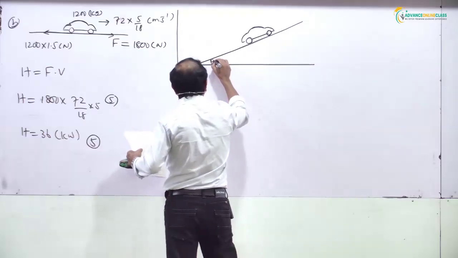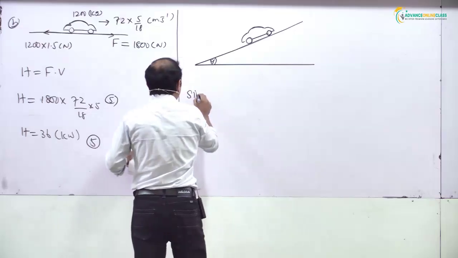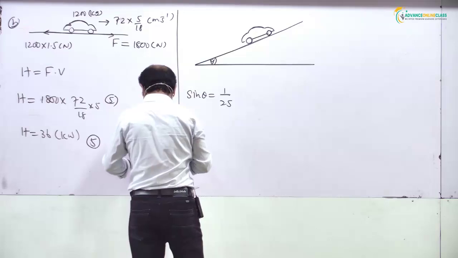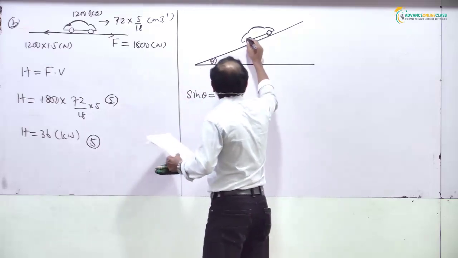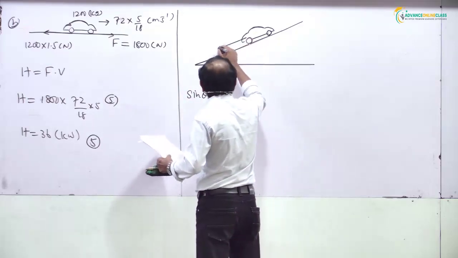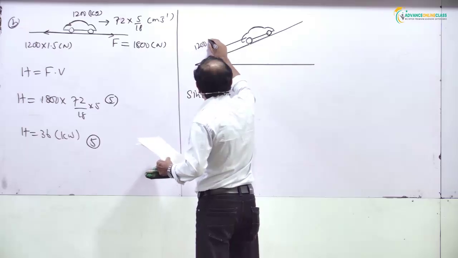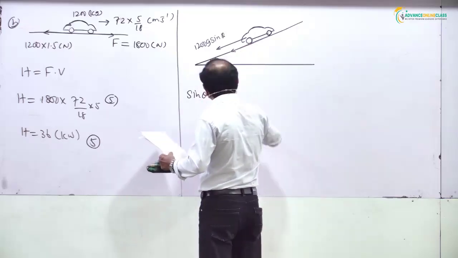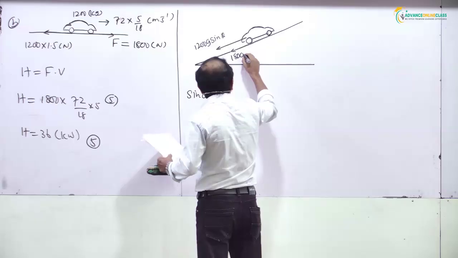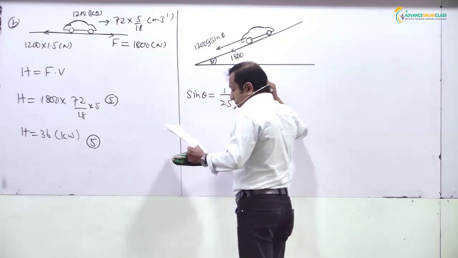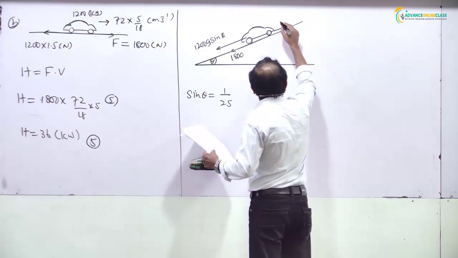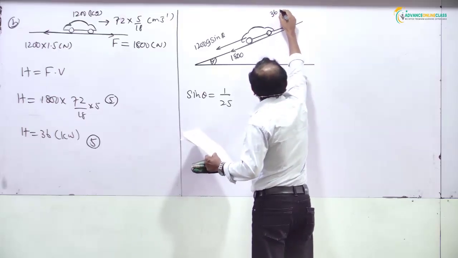Here this is theta, sine theta, 1 upon 25. Component of weight is what? 1200 mass g weight sine theta. This way, the frictional force is 1800 Newton and power H is 36 kilowatt.